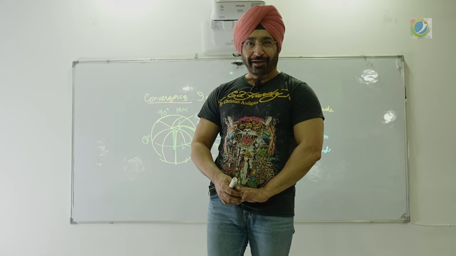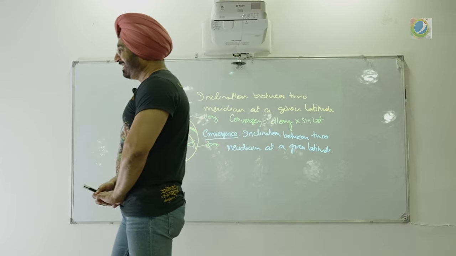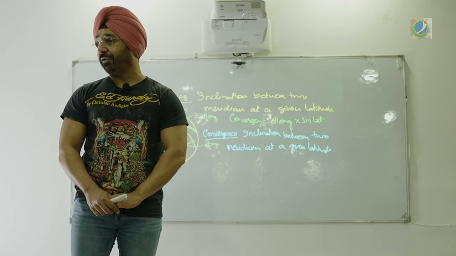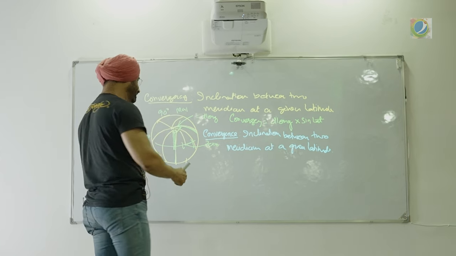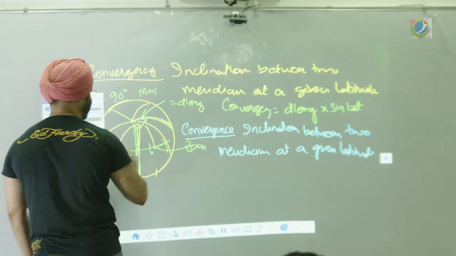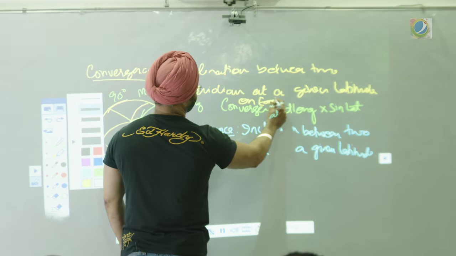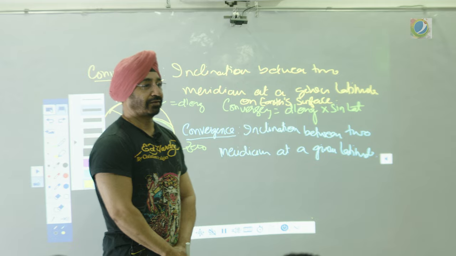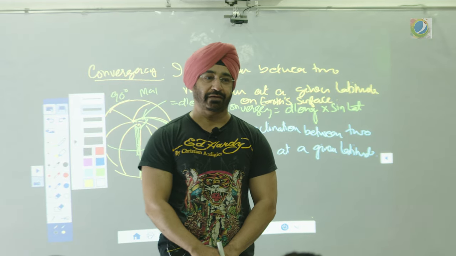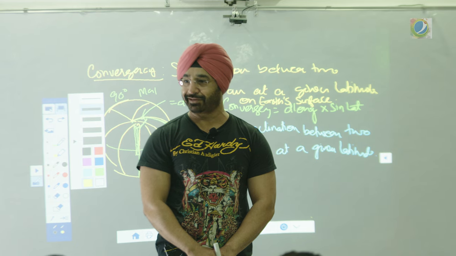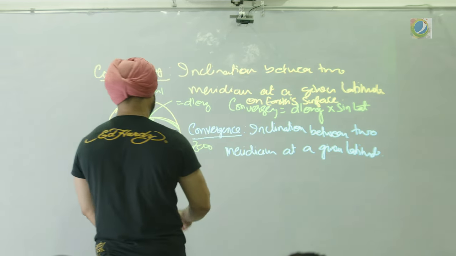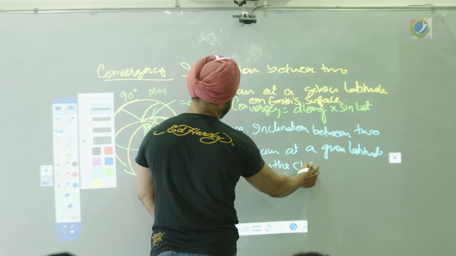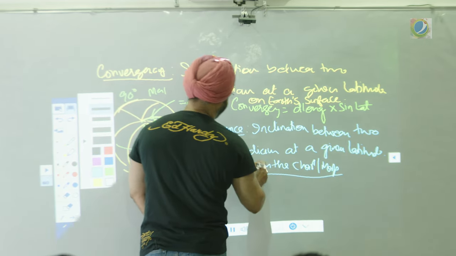What is the difference? Any guess? On the projection you wrote convergence is zero. On the ground, the meridians are all converging. So convergence is on the earth's surface. What actually is the convergence when you draw this latitude and longitude, or these graticules? Convergence is, any guess? Very good. On the chart or projection or on the map, that is the difference.